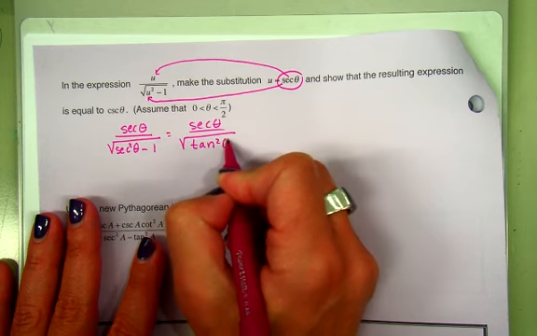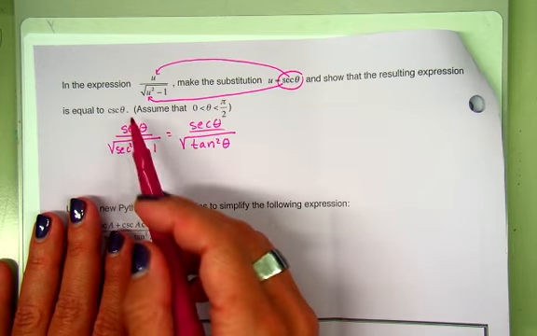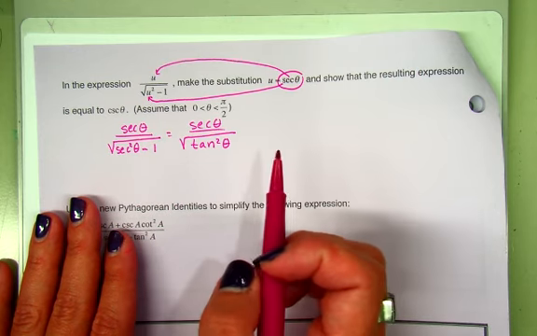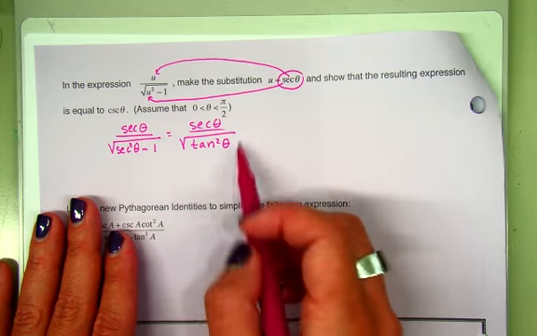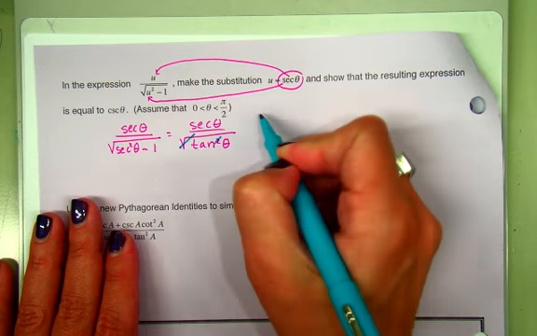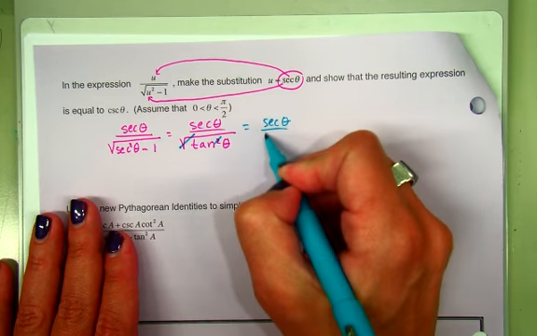Now, another way to do this would be to switch all of these to sines and cosines. You're going to get a complex fraction and simplify it, but it's kind of ugly. This is a lot easier, because what's the square root of tangent squared? Tangent. Gone. And now I have secant over tangent.